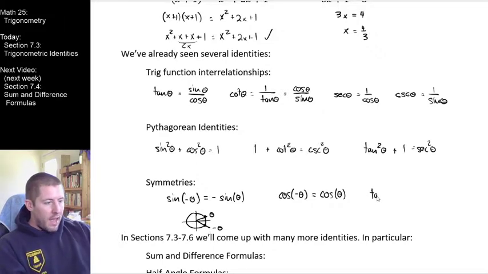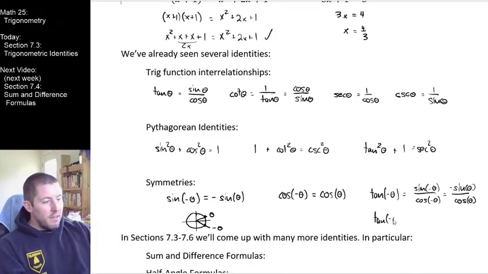Finally, we can ask ourselves about tangent of negative theta. If you ever forget this one, just remember that this should be sine of negative theta over cosine of negative theta. Therefore, this should be negative sine of positive theta over positive cosine of positive theta. And so tangent of negative theta should be negative tangent of theta. It follows the same rule as sine does.